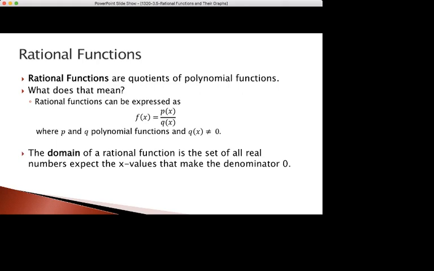Now that we've defined it, let's talk about the domain of it. The domain of rational functions is the set of all real numbers except the x values that make the denominator 0. The reason we have to have this is because if we have any values in the domain that make the denominator 0, then we're basically saying we can divide by 0, which makes absolutely no sense. So we have to get rid of those values from the domain.